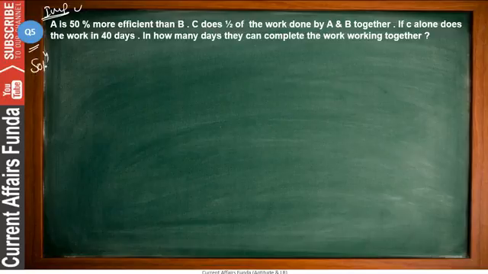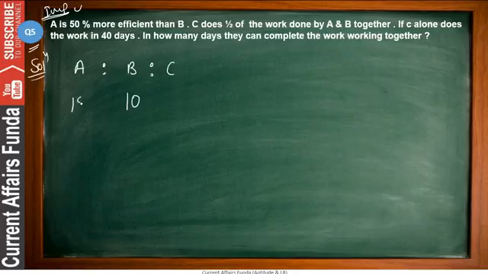I will solve this problem in 2 ways. First, the traditional way. Second, a very efficient shortcut. First of all, I am solving this problem the traditional way. There are basically 3 persons, A, B and C. A is 50% more efficient than B. Suppose the value of B is 10. A is 50% more efficient, that means A will be 15.